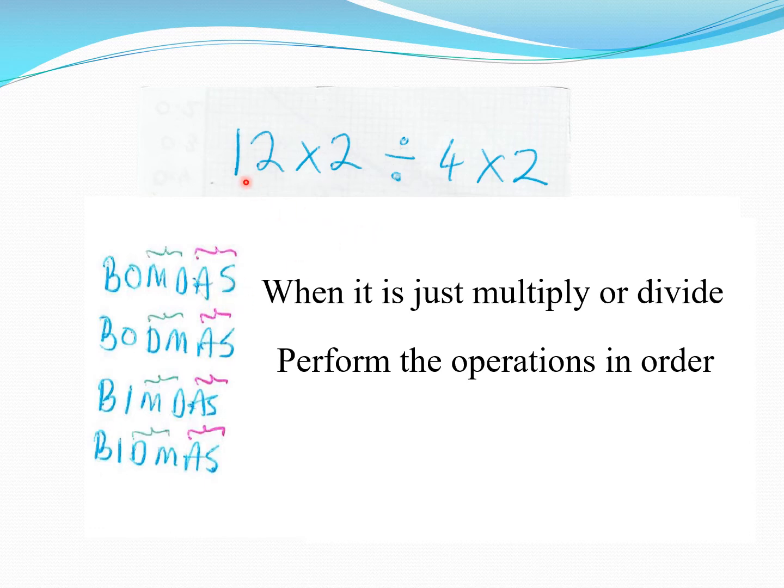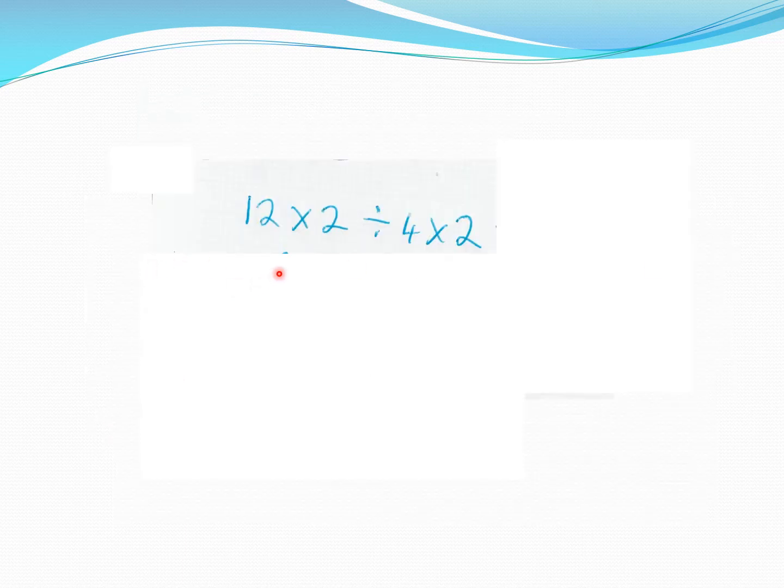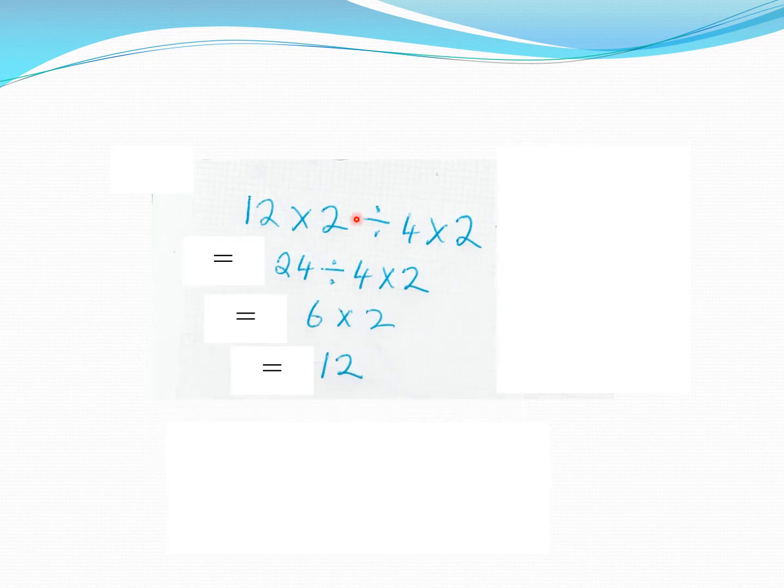So in this question here we have 12 times 2 divided by 4 times 2. If we do them in the order that they appear in, 12 times 2 is 24, divided by 4 times 2. Then we do 24 divided by 4. That's going to give us 6. So 6 times 2, and 6 times 2 is 12. So that's how we get our answer. We just perform the operations in the order in which they appear. We do 12 times 2 first, gives 24. Then we divide by the 4, that gives us 6. And then we multiply by 2, and that gives us 12.